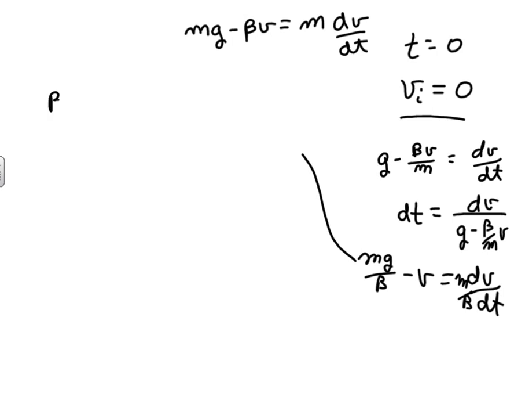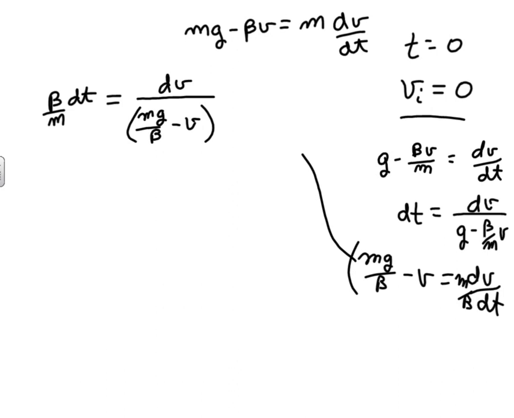I got beta dt over m equals, so if I do this right, dv divided by mg over beta minus v. Check my work and see if I did that algebra right. I brought everybody on this side underneath the dv, and then I multiplied both sides by beta and divided both sides by m dt. Did I do that right? Check my work. Okay, so I'm liking it.